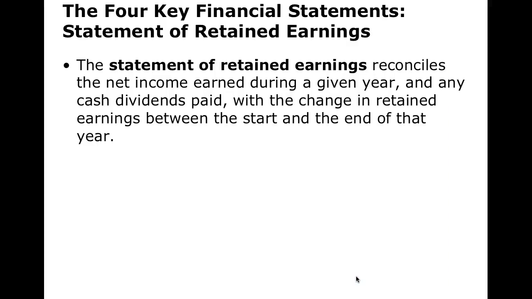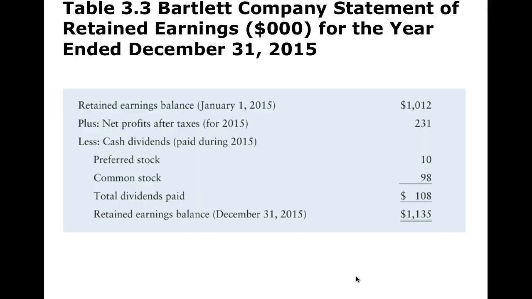Now, a statement of retained earnings, this is what reconciles the net income earned during the year and any cash dividends paid, or changes in retained earnings from the start of the period to the end of that year. So basically it works like this. A company makes money and it wants to retain that money. So if it has net profits, they can either pay it out as dividends or retain it as earnings, or both. So together, retained earnings and paid out dividends are going to be your net profit. And we add that, it accumulates. So we keep adding that to last year's retained earnings.